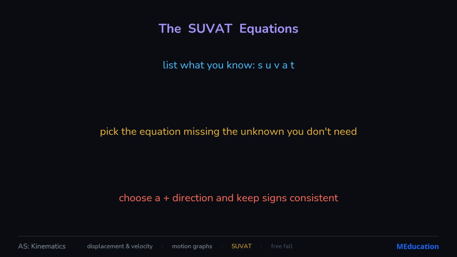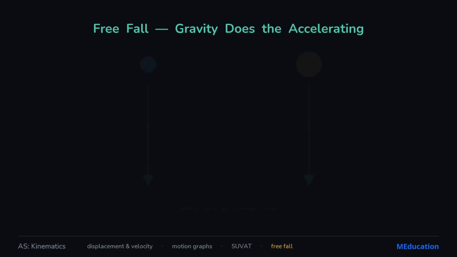There is one rule that makes or breaks every Suvat answer: be consistent with signs. Choose a positive direction at the start and stick to it. Anything moving the other way, an acceleration that opposes the motion, must be negative. Most wrong answers are not algebra errors at all, they are a stray minus sign.